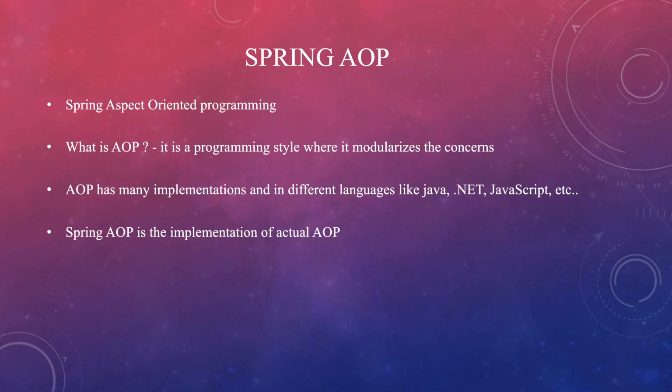AOP is a programming style that modularizes the concerns within our application, where the concerns are called cross-cutting concerns. Let me explain a bit more on the cross-cutting concerns. In the application, we write business code and other supporting code like logging, transaction management, caching, security, etc. All these are written around the actual business code, and these are called cross-cutting concerns, as they cut over the actual business code, or you can call it production code.